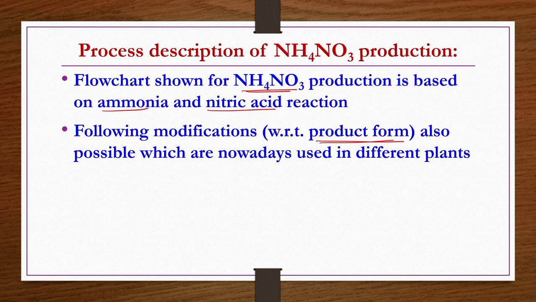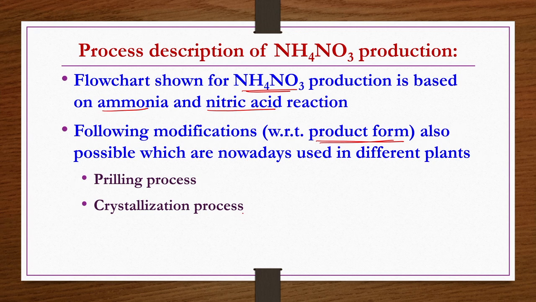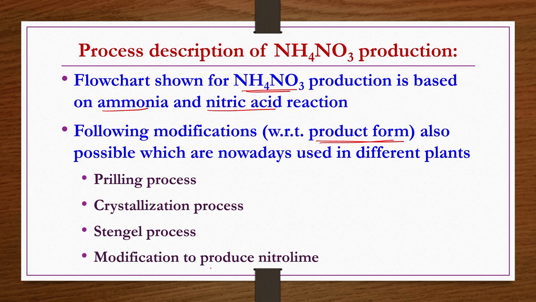Okay? So what are they? Like the prilling process, if you want to get spherical pellets, then you have to follow the prilling process. If you want to have crystals, then you have to follow the crystallization process. If you want a flakes kind of product, then you have to follow the Stengel process. And then a modification to produce nitrolime: if you want to produce nitrolime, then you have to follow the nitrolime process. These are the modifications possible.